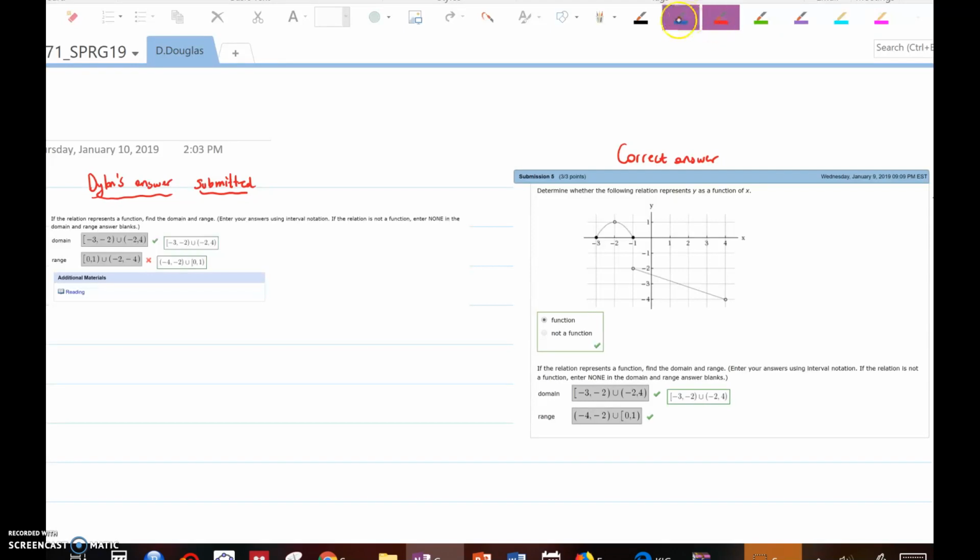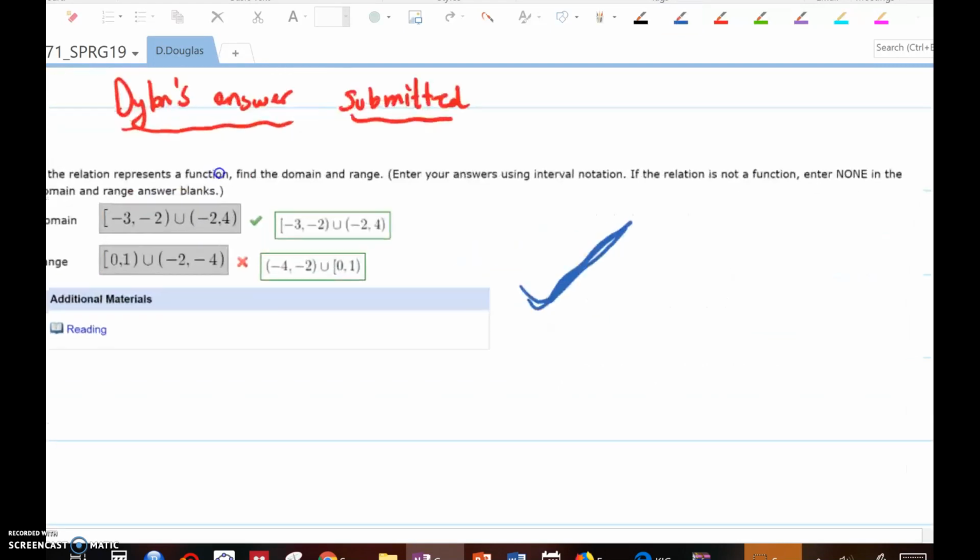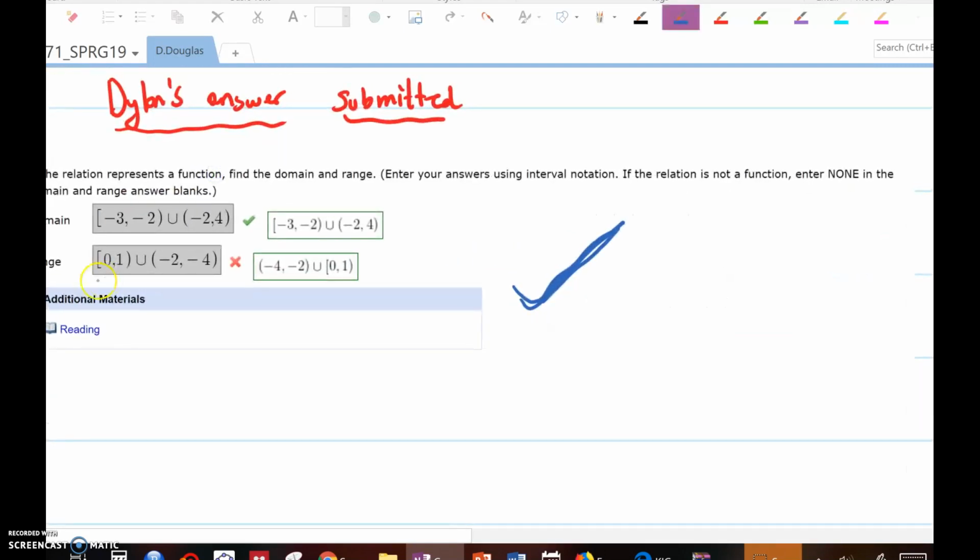So apparently what I see when I look at WebAssign, I'm seeing this portion as your answer. So I have written here Dylan's answer, submitted. And this portion, correct answer, that you sent to me. I guess you are having a slight mistake here, which is actually very important, that you put the range on one side of it in a not correct order.